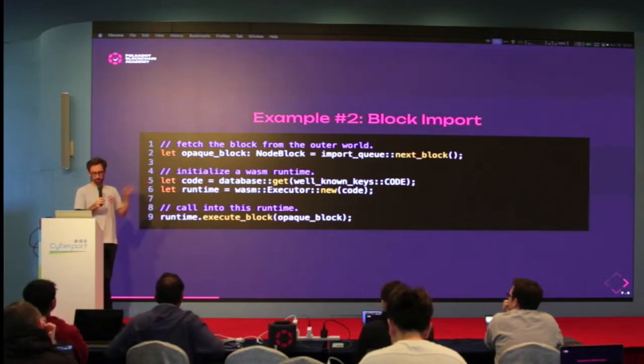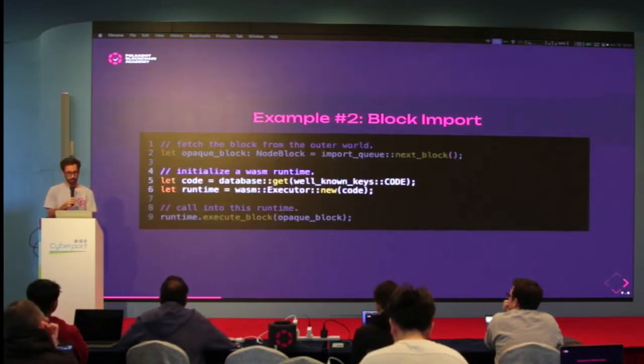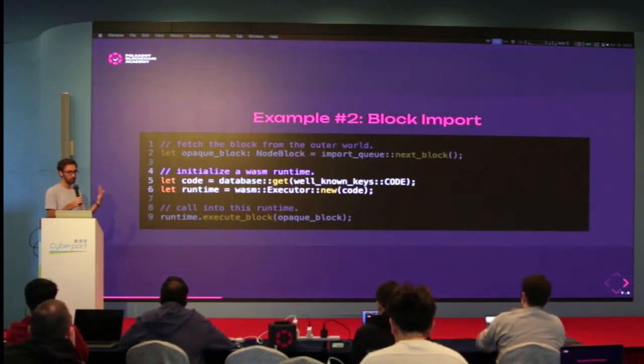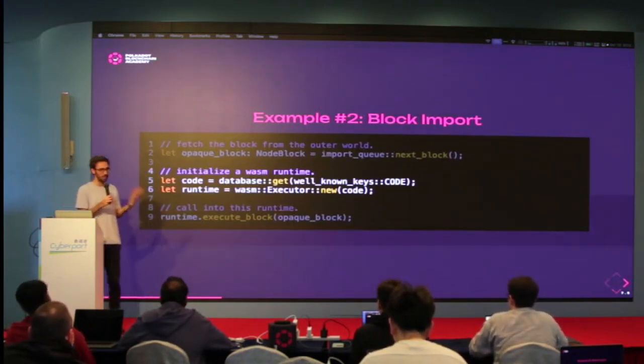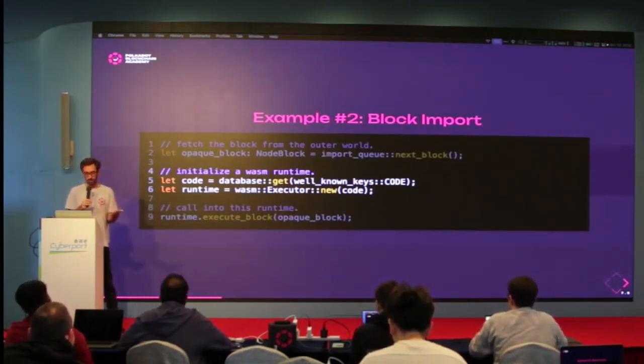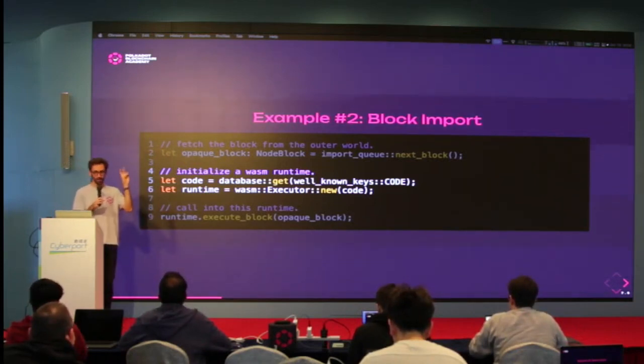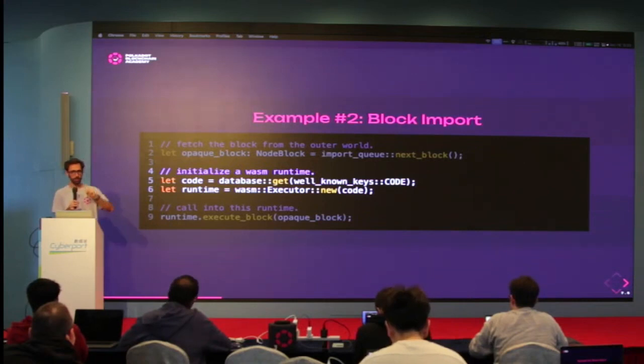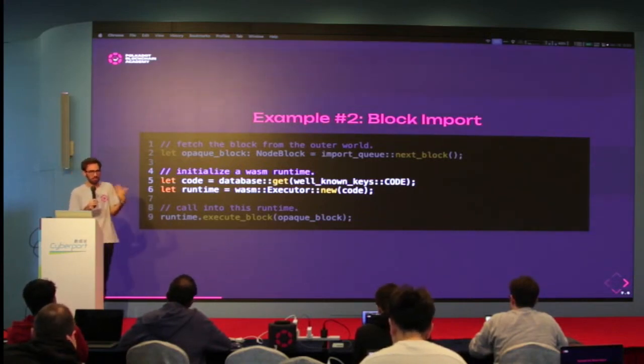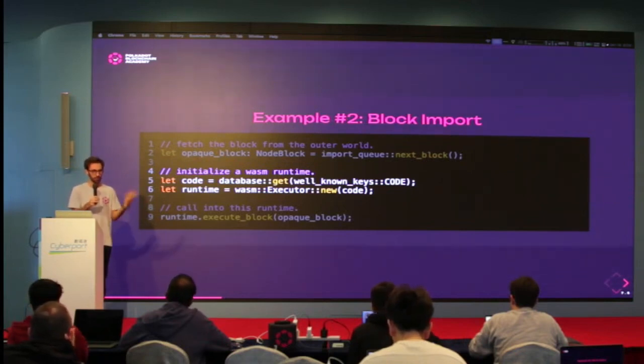And this next step, let me do it one step at a time, is kind of new. Next we want to actually execute this block, so we need a runtime. We go to our database and say, okay, from those well-known keys, the keys that we actually know about, give me the code, please. And then we stick that code into something like a WebAssembly executor, which builds the runtime out of that code.